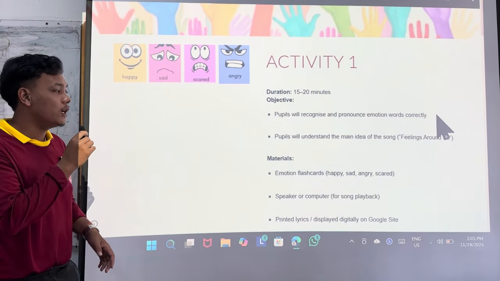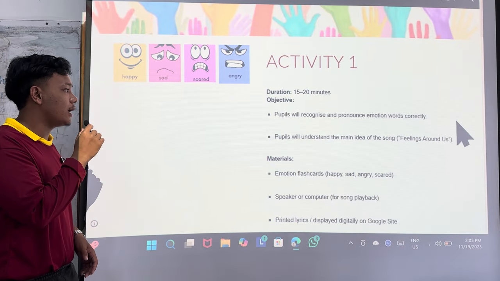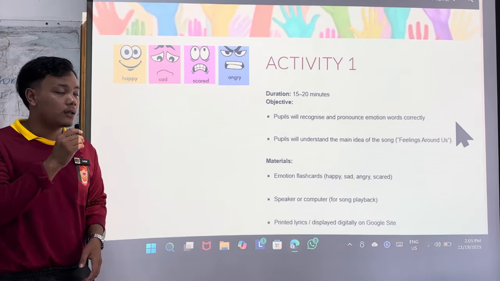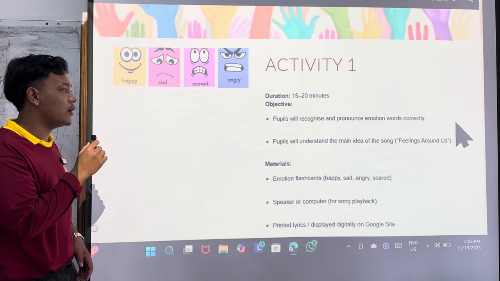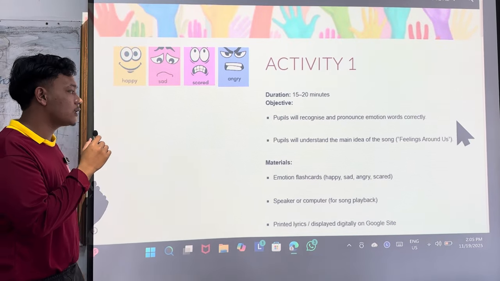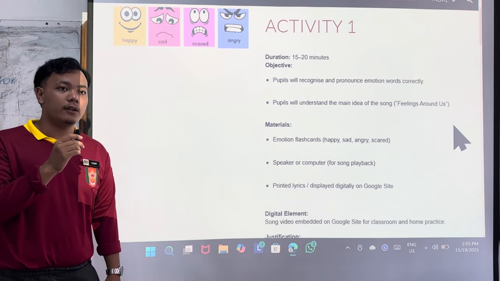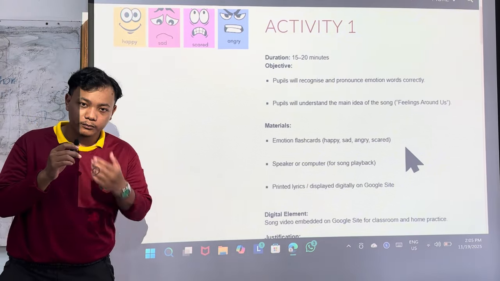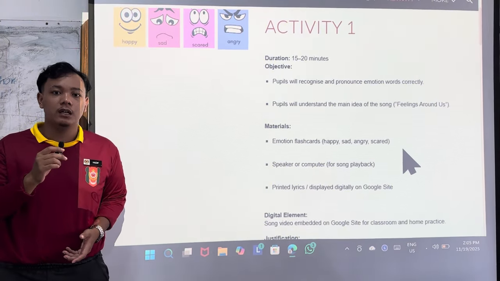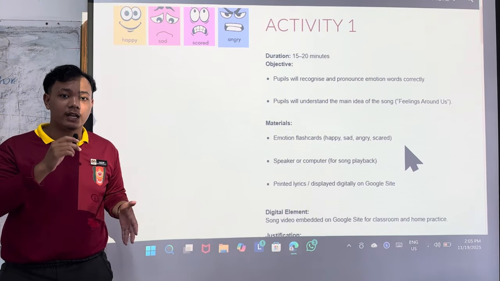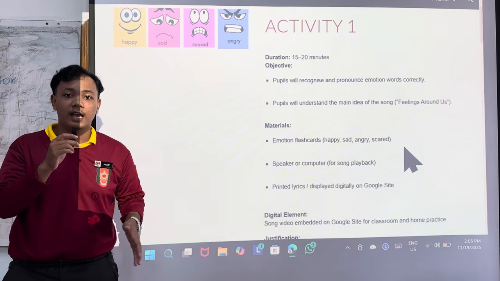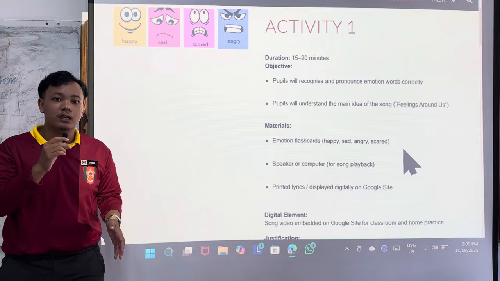For the objective, pupils will recognize and pronounce emotion words correctly, and pupils will understand the main idea of the song, which is Feelings Around Us, Rain Go Away, modified version. The materials needed for this activity are emotion flashcards: happy, sad, angry, and scared.